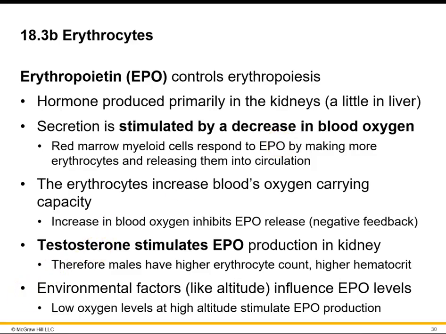What stimulates EPO? Well, blood oxygen levels we mentioned, but also testosterone and some environmental factors like altitude. So testosterone is going to stimulate EPO production in the kidney, and this is why you're going to see men and people on testosterone therapy have a higher erythrocyte count and a higher hematocrit. Some environmental factors can influence EPO levels. For example, low oxygen levels at high altitude is going to stimulate EPO production, and that's going to stimulate an increase in red blood cells.